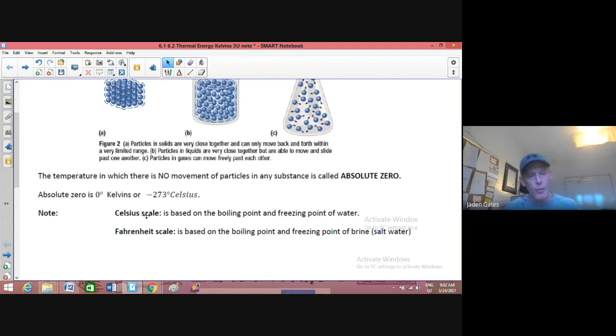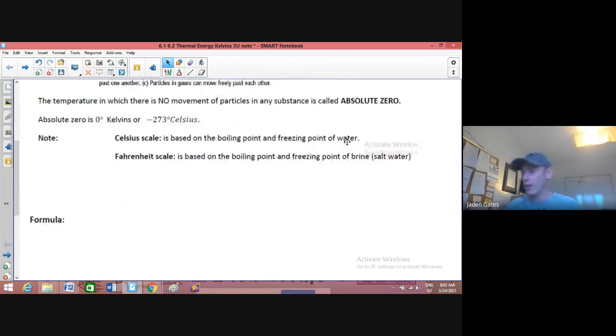Now, here's something really cool that I learned while teaching this class. We have the Celsius scale, used in most countries except the USA, and we have the Fahrenheit scale, which is primarily used in the US. The Celsius scale is based on the boiling point and freezing point of water. What I didn't know is the Fahrenheit scale is based on the boiling point and freezing point of brine, which is salt water. So we Canadians base our temperature scale off of regular water, while Americans go off of salt water.